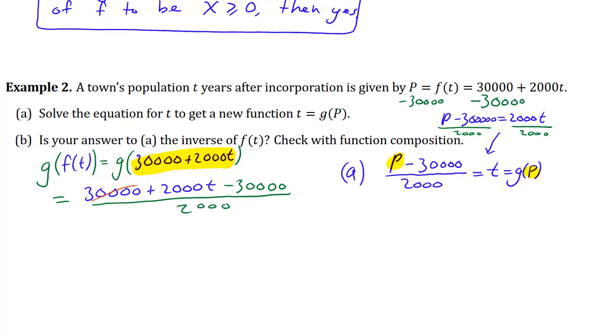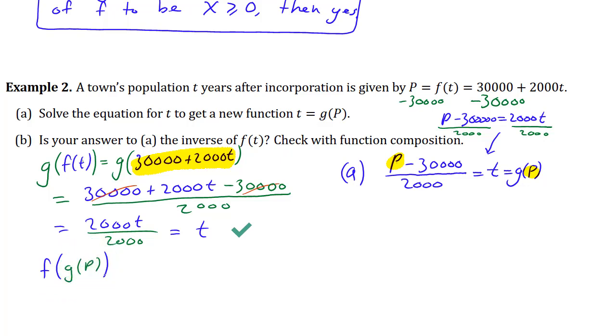The 30,000 minus 30,000 is going to cancel out. We're just going to get 2,000 t divided by 2,000, and that also reduces to just give you t. So yeah, those cancel out. What if we do it the other way? What if we do f of g of p? Let's see how that works.